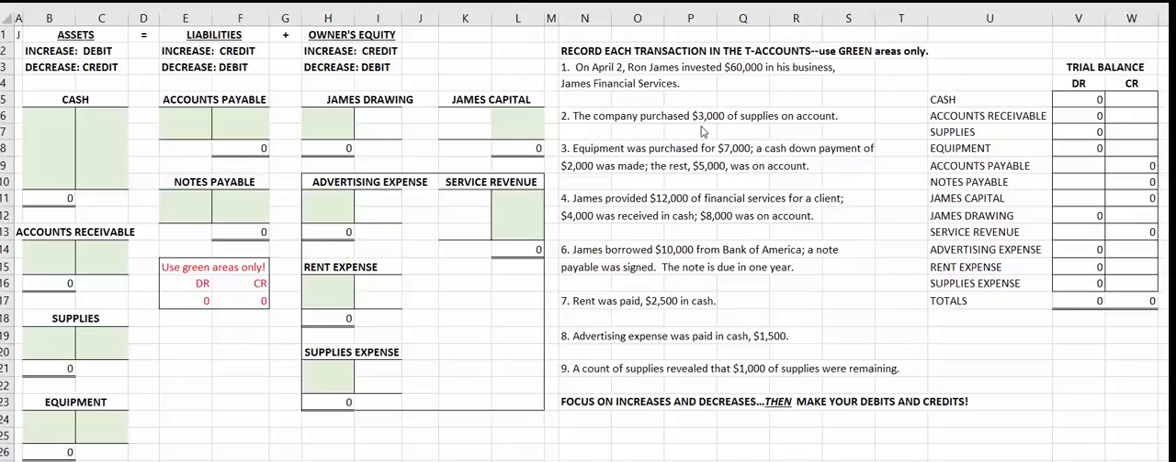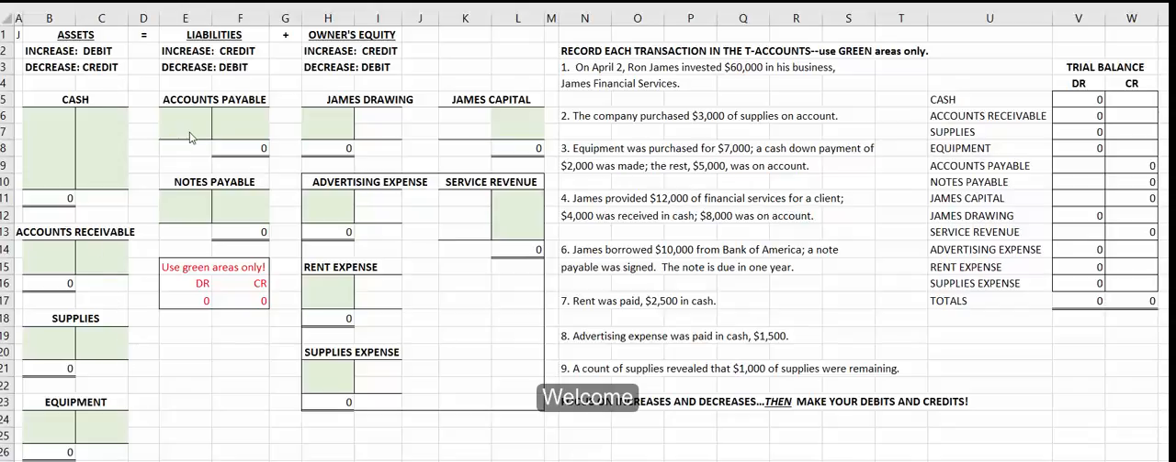All right, so we are transitioning from Chapter 1 to Chapter 2. You still have to think about increases and decreases, but we're going to translate those increases and decreases to debits and credits. Take a look at the rules at the top here. These are described in your textbook, and I described them in class as well.